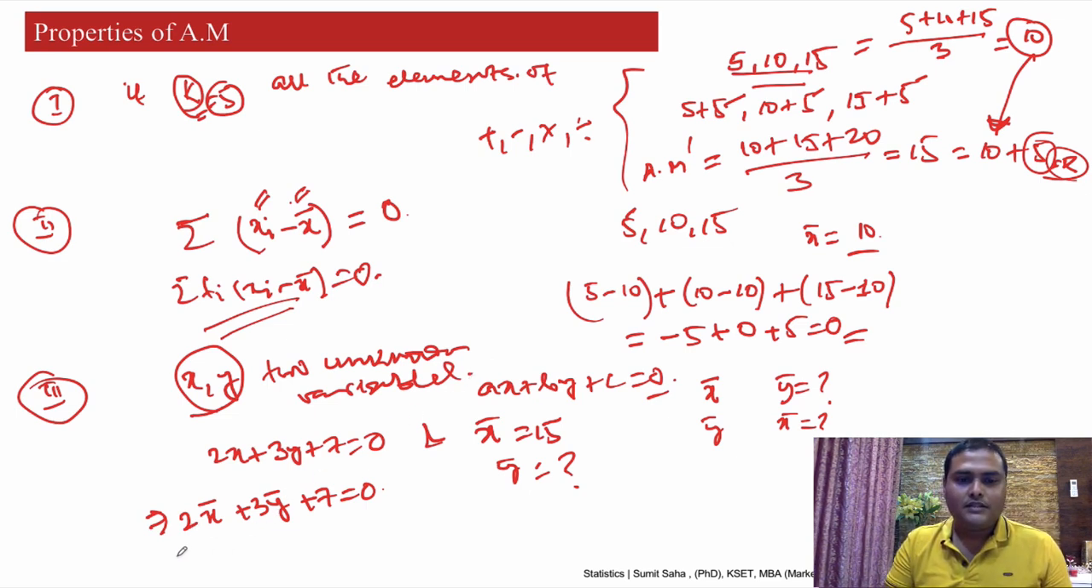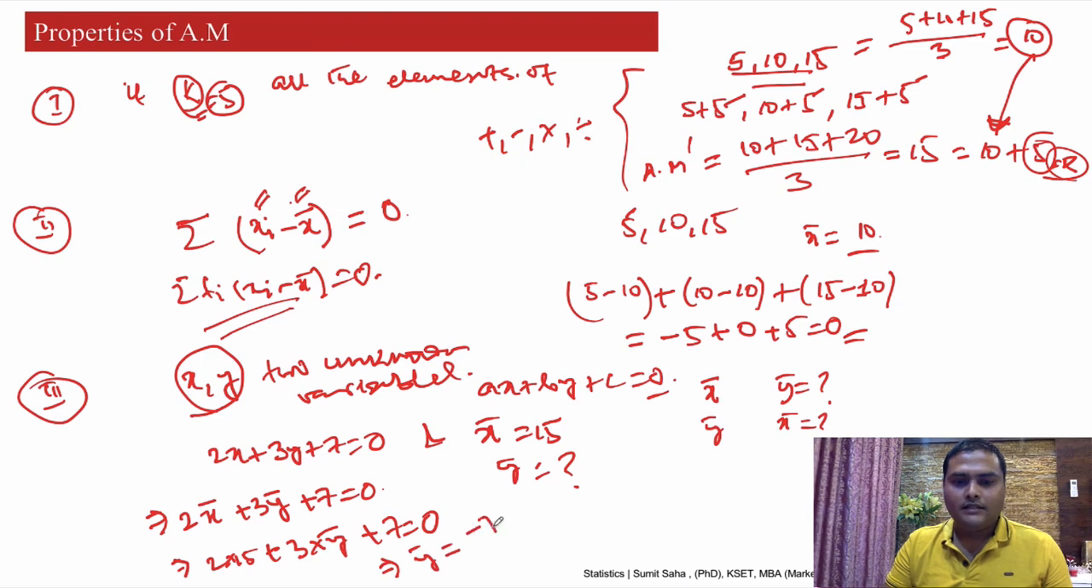In this case x bar is given, so 2 into 15 plus 3 into y bar, which we need to calculate, plus 7 equals 0. If we calculate, we get y bar equal to minus 7 minus 2 into 15, divided by 3.